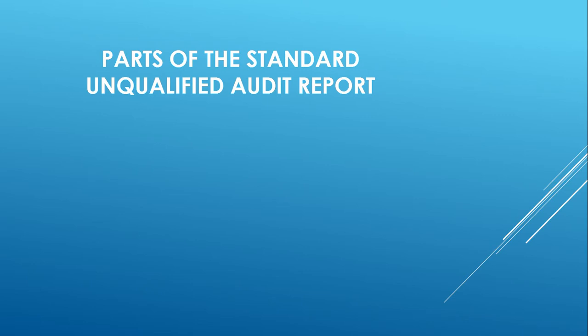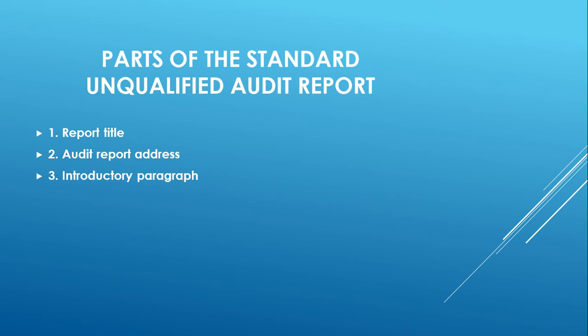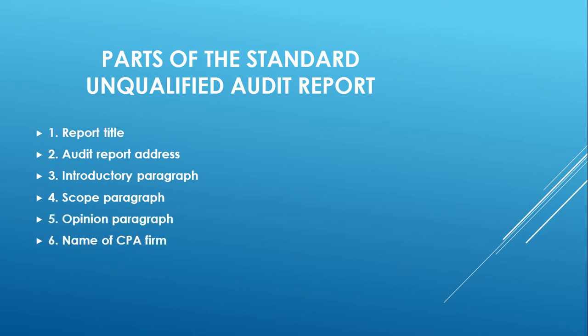A classic question is, what are the seven things in an audit report, or what is the content of the audit report? There are seven parts in the audit report: report title, audit report address, introductory paragraph, scope paragraph, opinion paragraph, name of CPA firm, and audit report date.